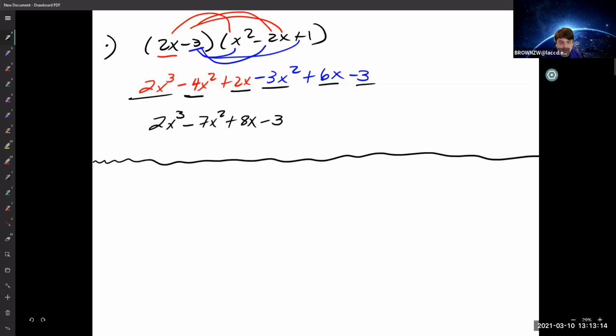Next, we're going to look at 5.4. We've done addition, subtraction, multiplication. Last one we're going to go over is division of polynomials.